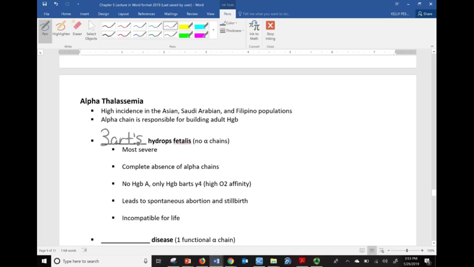And they have no alpha globin chains. And so this is incompatible with life. If a woman would get pregnant and the fetus would have Bart's hydrops fetalis, the pregnancy will end in spontaneous abortion, also known as miscarriage, or the baby will be stillborn.